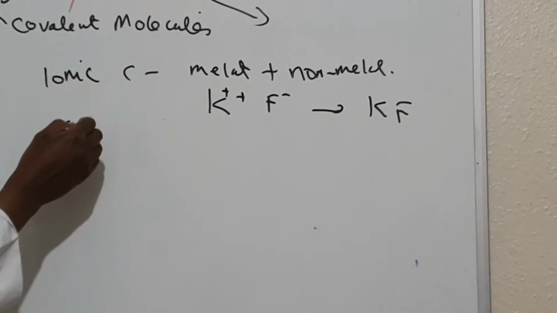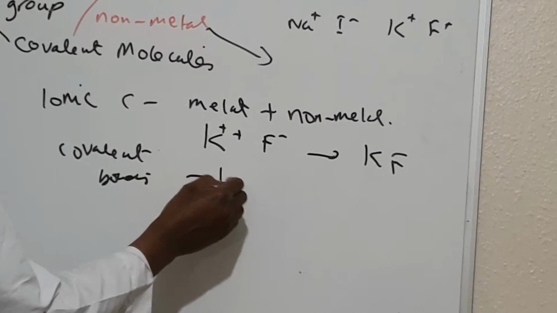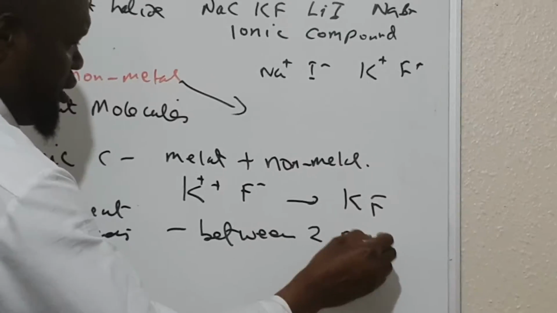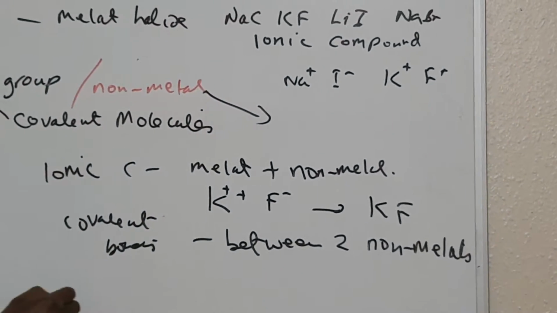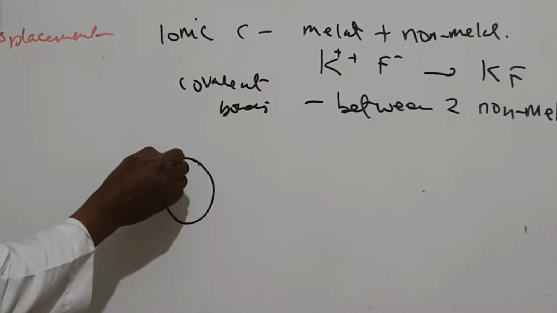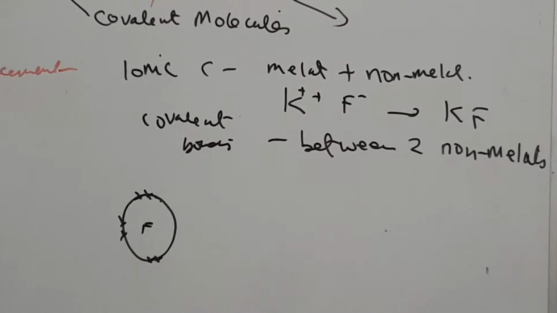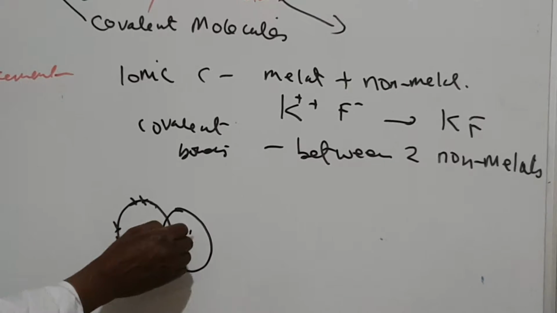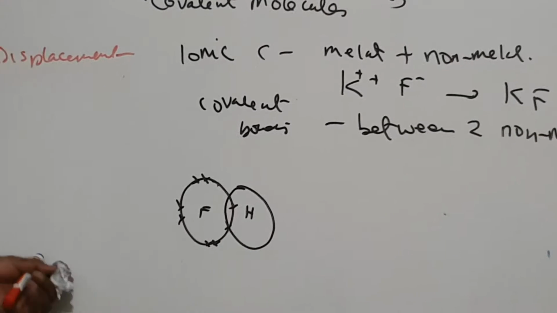But a covalent compound, or covalent bonding, is between two non-metals. An example is hydrogen and fluorine. Fluorine has 7 electrons in its outer shell, and I'm drawing only the outer shell, and it can have a covalent bond with hydrogen. Hydrogen, what is it? Is it a metal? Non-metal.